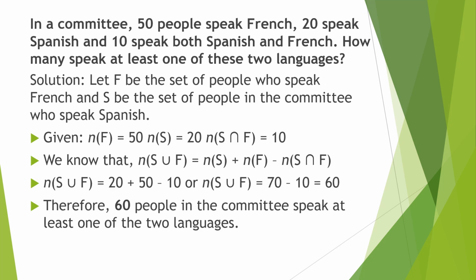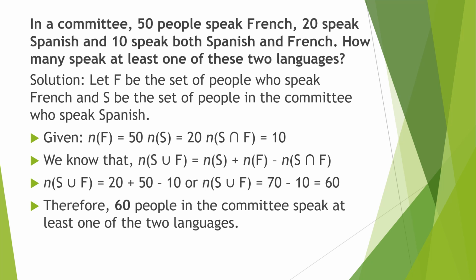Next example: in a committee 50 people speak French, 20 speak Spanish and 30 speak both Spanish and French. How many speak at least one of these two languages? At least one of these two languages means Spanish or French. That means it can consist of Spanish, French, or both of them. So what we have to find is S union F. At least one means, always remember, S union F.